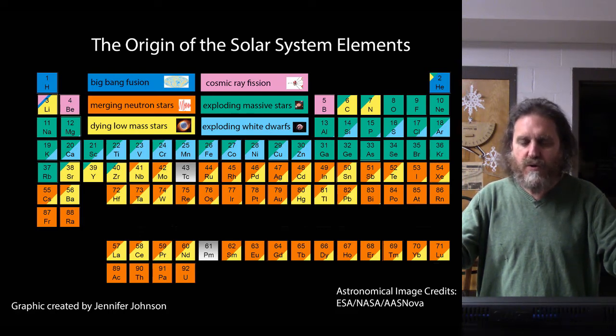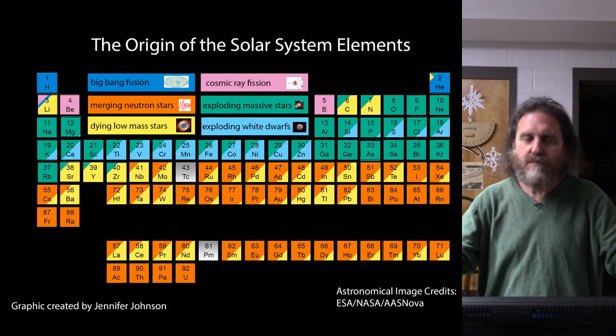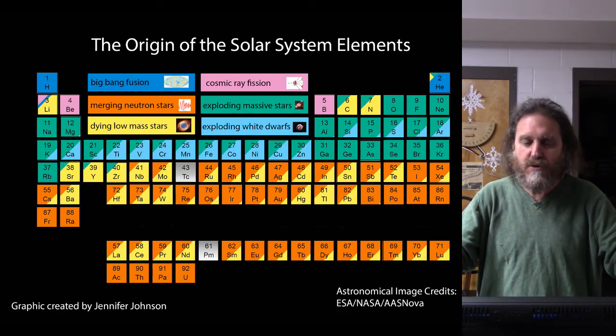And you can see exploding massive stars. That means exploding high-mass stars is the green. And that's the bulk of the stuff that we have in the solar system. Comes from that. There's a couple other sources in here. Exploding white dwarfs. A white dwarf is another kind of burnt-out star, but they can also explode. They're thought to be responsible for some of these elements.